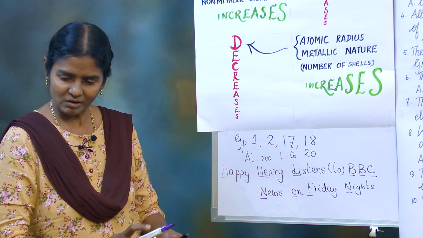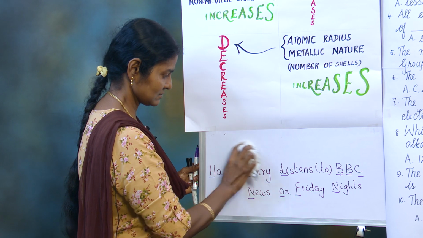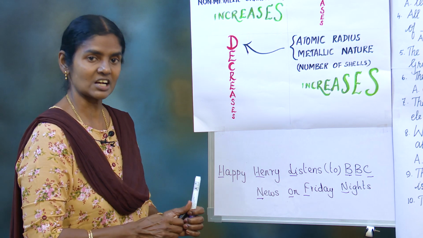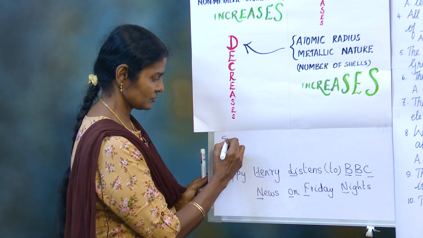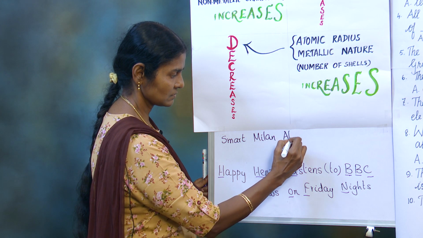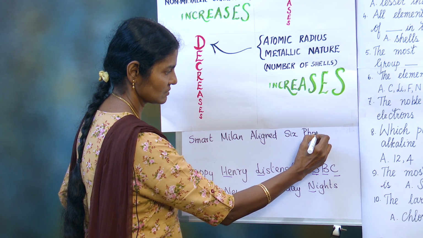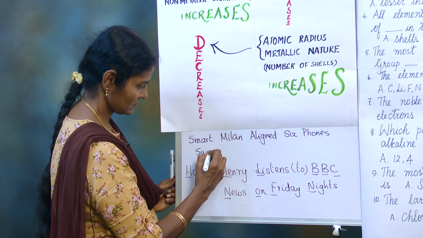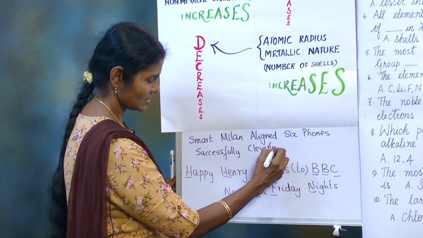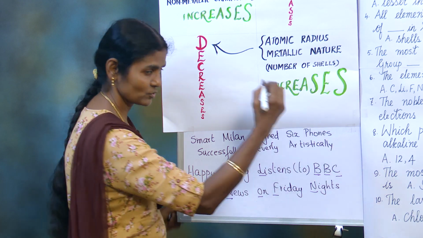Similarly, we also have something for 11 to 18. Of course, 19 and 20 you can remember as potassium and calcium. 11 to 18 start with sodium, isn't it? So there we start off with: Smart, Millen, Aligned, Six phones, Successfully, Cleverly, Artistically. There you go, till 18.